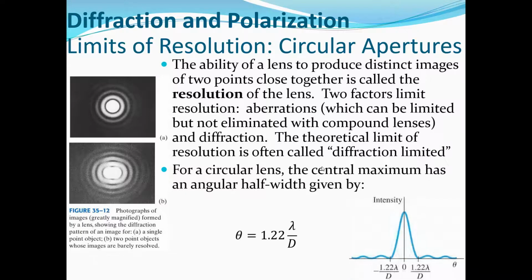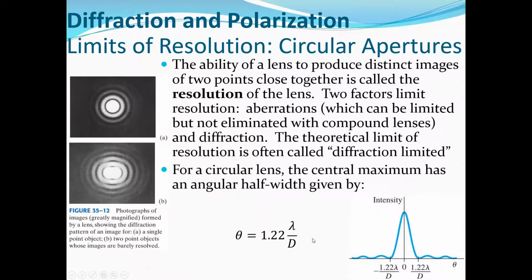All right, so for circular lenses, the central maximum half width, basically the location of the first minimum, is given by this equation: theta equals 1.22 lambda over d, where d represents the diameter of the lens. So again, very similar to the d sine theta equals m lambda equation.